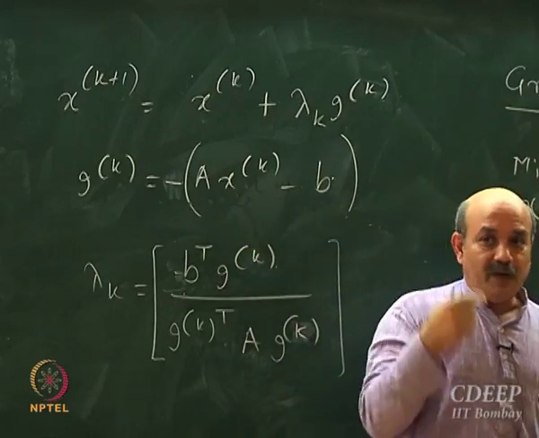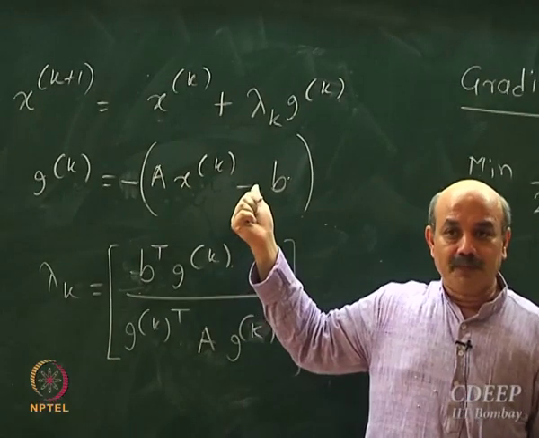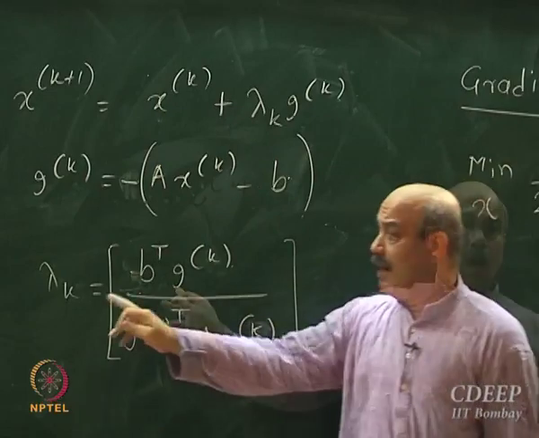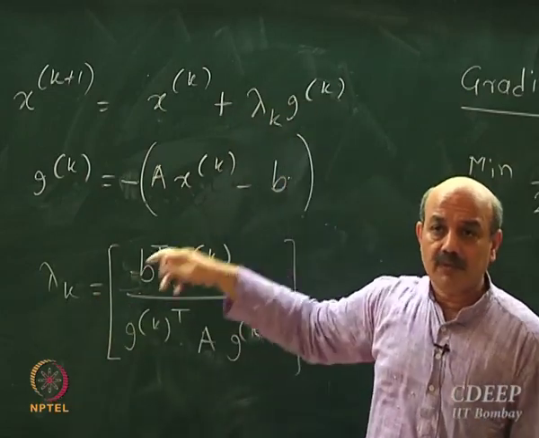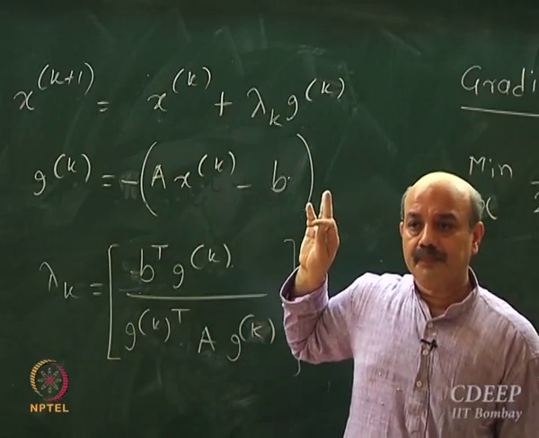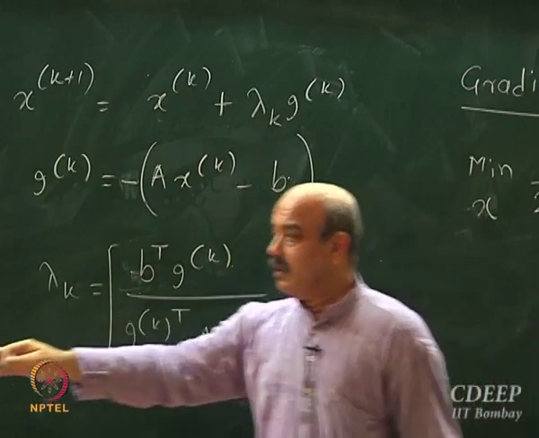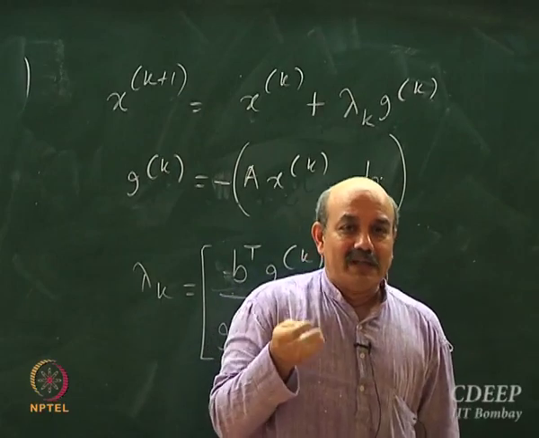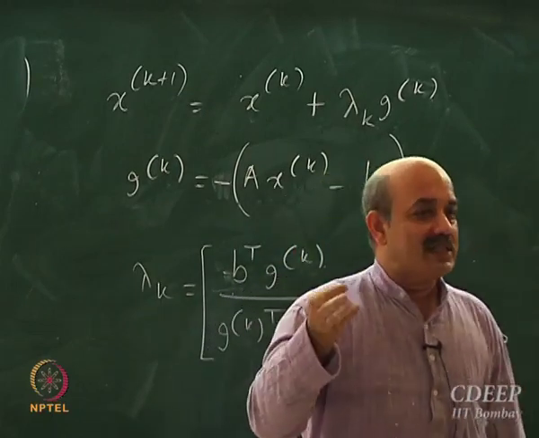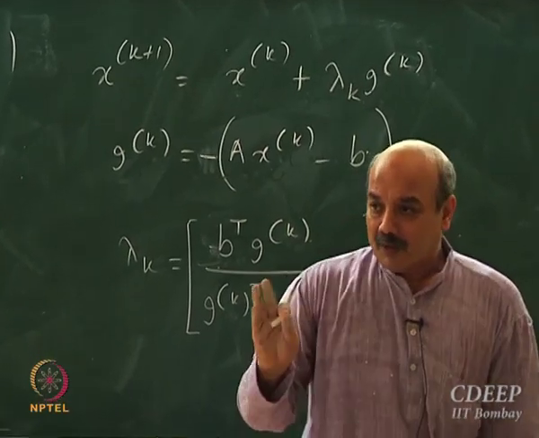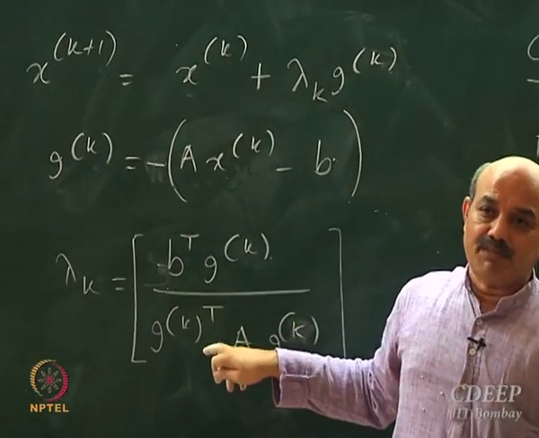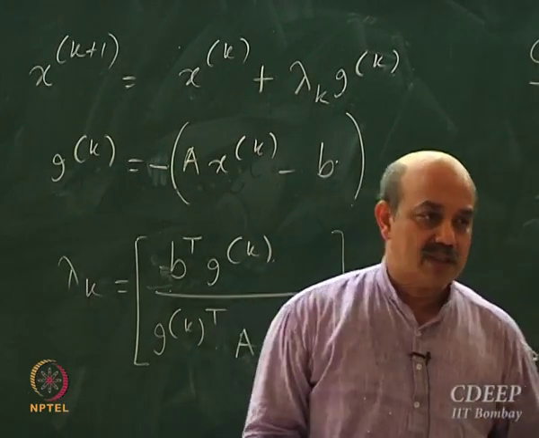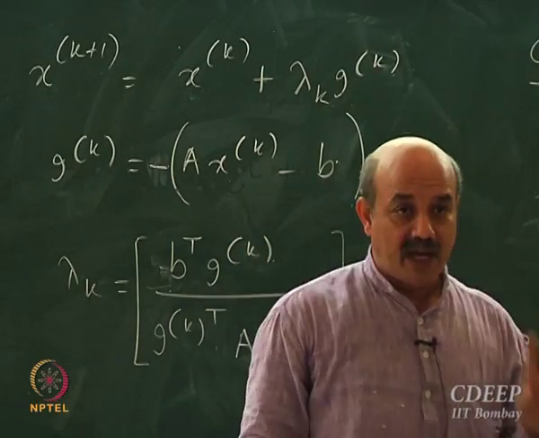If the gradient is non-zero, you will keep moving. How much to move? Lambda k times gk. This is the optimum step length. If you move less than this, then you are not decreasing the function enough. If you do more than this, that will not help. Using the local gradient, you can move only this much. This is the optimum value to which you should move every time.